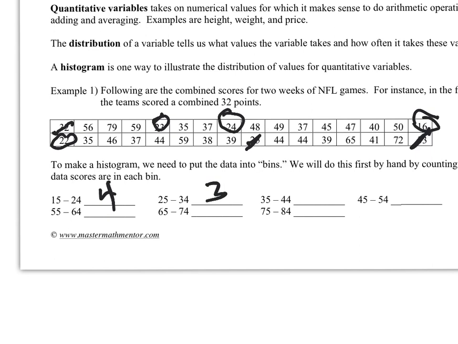Almost. Okay, so let me have the other answers. 35 through 44, 13. 45 to 54, 55 to 64, only three. 65 to 74, two. And 75 to 84, one. So what we're gonna do now, we are gonna graph the y-axis as the frequency. So what we just counted is the y-axis. So we go to the next page.